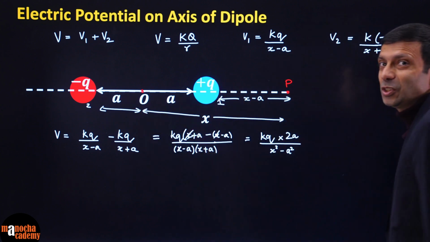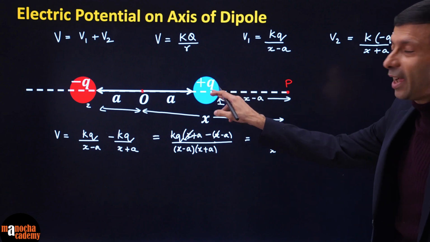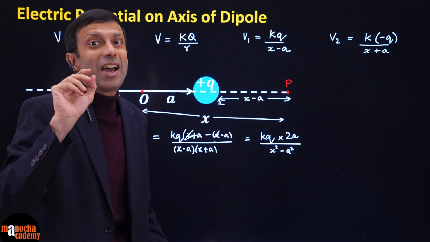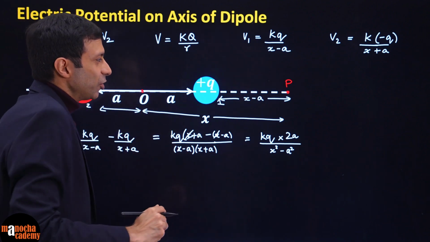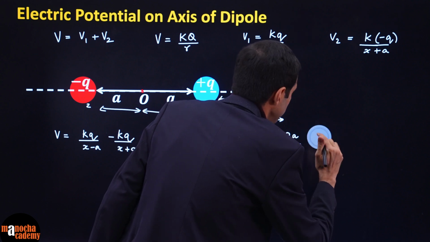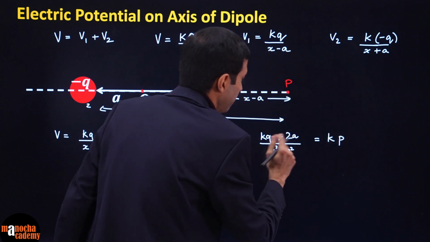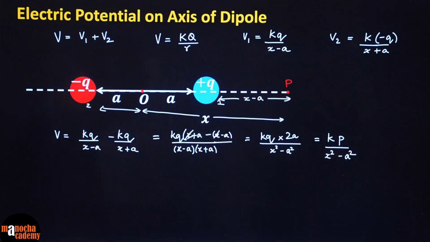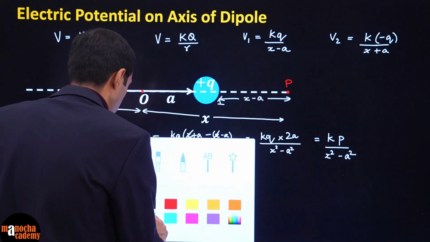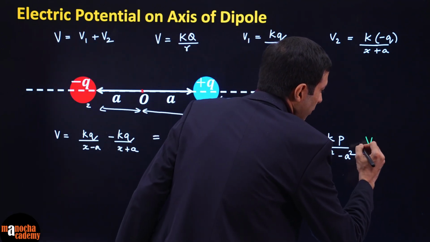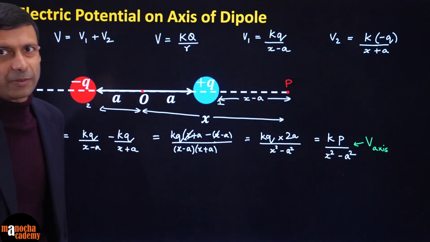There you go. And remember, what is this q times 2a? It is the charge times the distance between the two charges of the dipole, which is 2a. That's right, it is called the dipole moment, and the symbol is P. So we are going to use that here and say the final electric potential is K times the dipole moment P divided by x square minus a square. That is the net electric potential here.